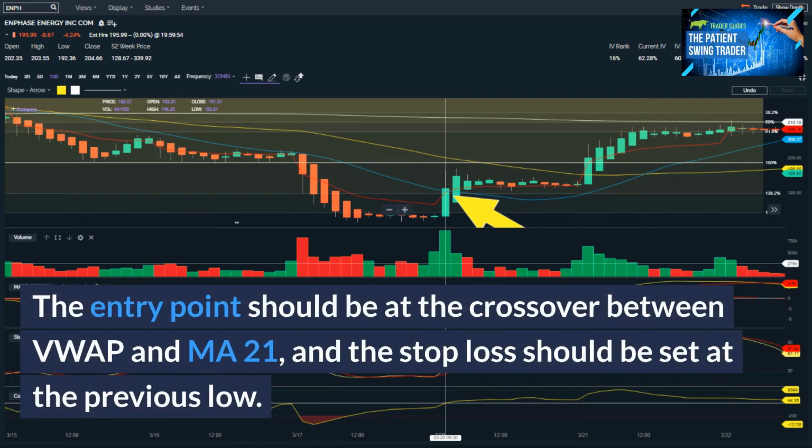The entry point should be at the crossover between VWAP and MA21, and the stop loss should be set at the previous low.